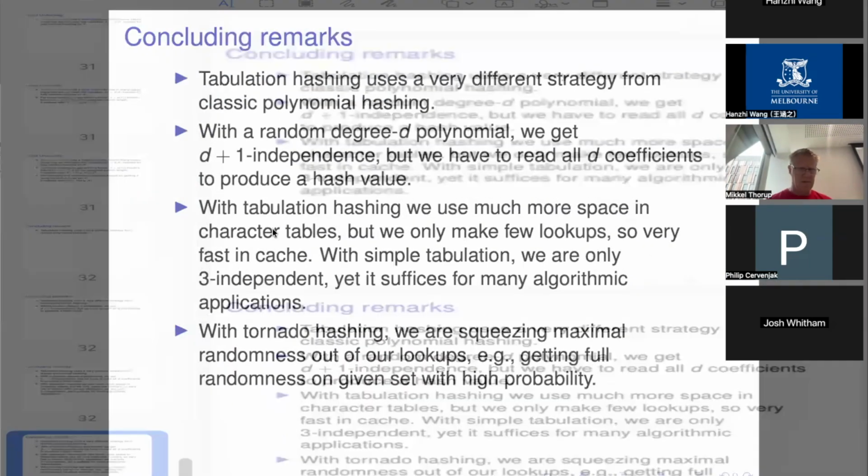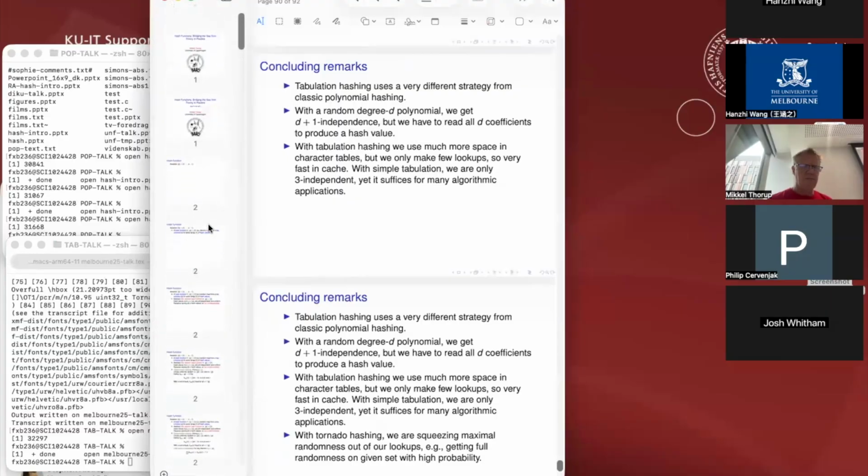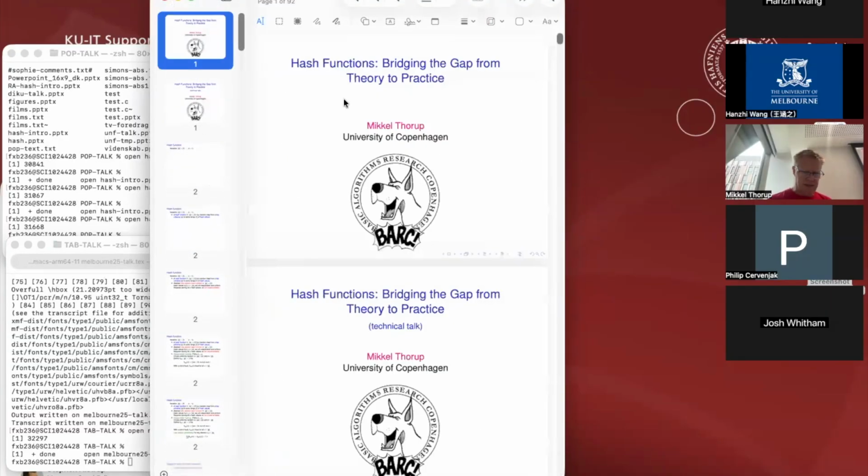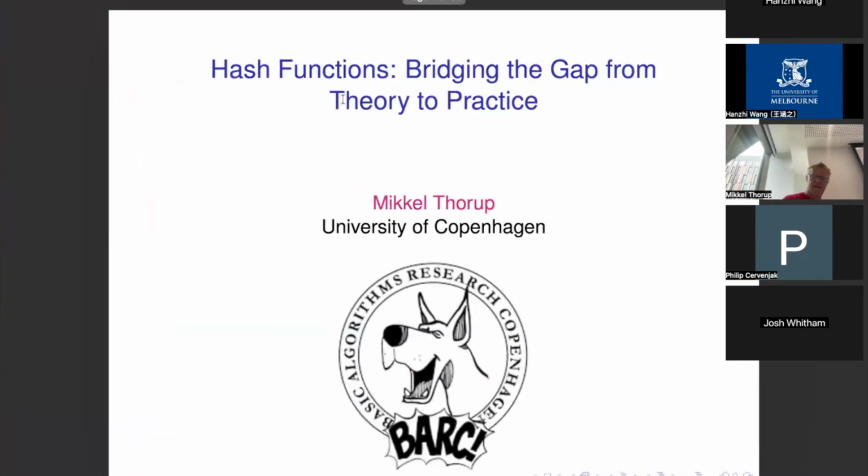Let's start from the beginning. That's much easier. Good. So this is even the official title, Hash Function: Bridging the Gap from Theory to Practice. Again, this is a BARC center we have in Copenhagen. It's a really fun place to work. And this is now a technical talk.